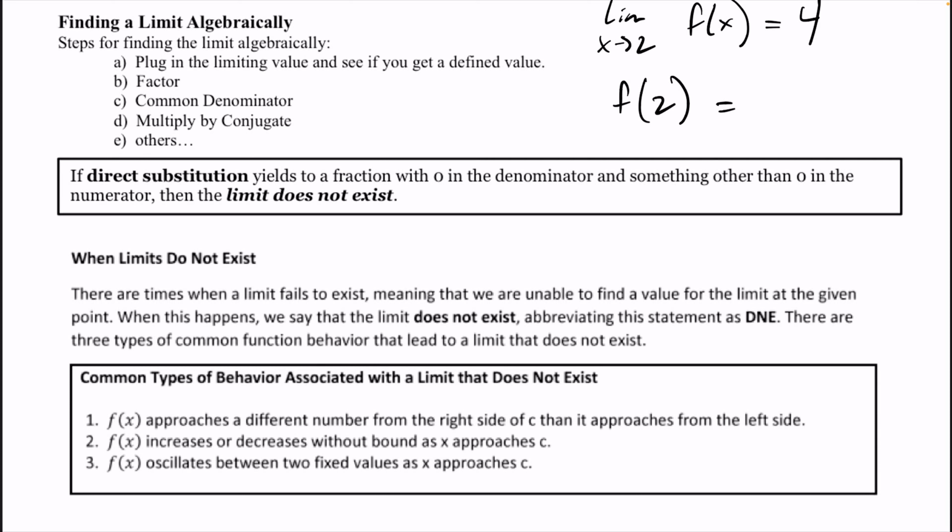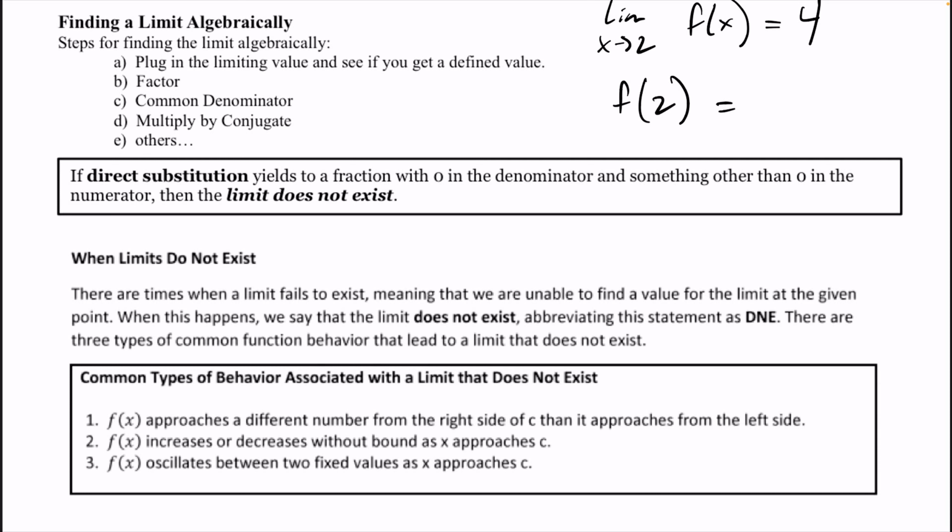Okay? Oh, a couple other things. Oh, we talked about that though, right? When limits don't exist, right? When do we get a limit that doesn't exist? When we get a non-zero over 0. Okay? Common types of behavior associated with limits that don't exist. Approaching different numbers, right? So if it's a situation where on the left side it's approaching one number, on the right side it's approaching another y value, that doesn't exist. Increases or decreases without bounds, and then oscillates.